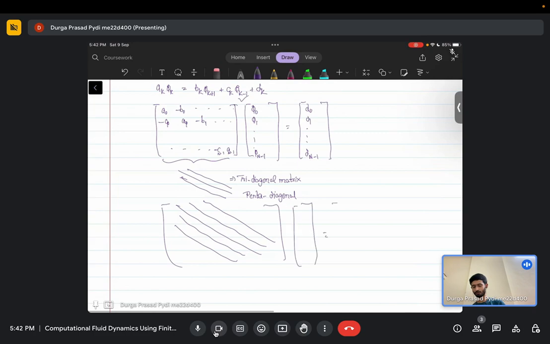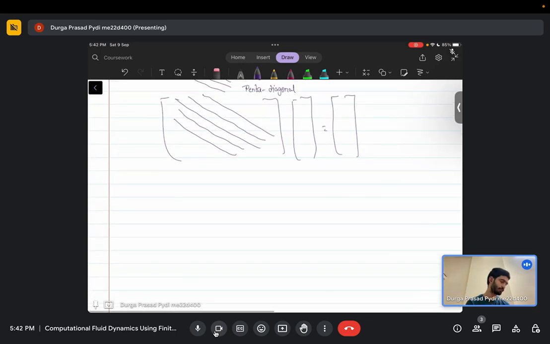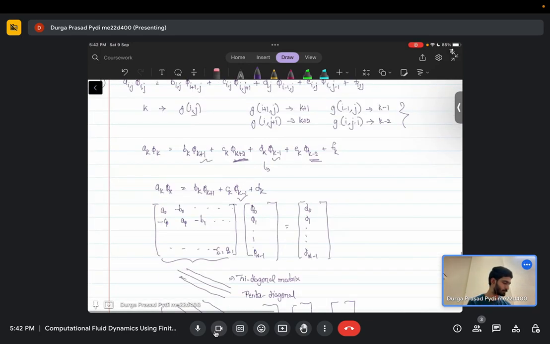If we write it in the standard form, this is essentially our pentadiagonal matrix. So how do we solve it? There should be a direct method. The idea is again very similar. We take the original form.